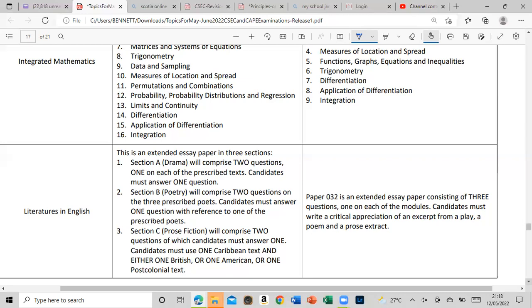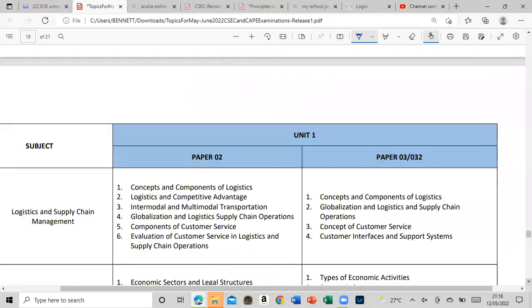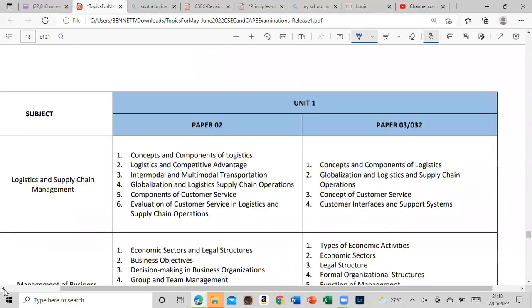And for paper 03/2, it's an extended essay paper consisting of 3 questions, 1 from each module. Candidates must write a critical appreciation of an excerpt from a play, a poem, or a prose extract, right?